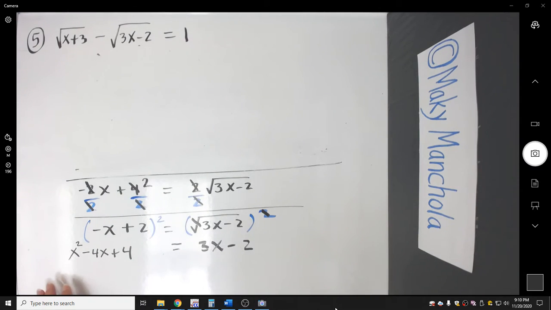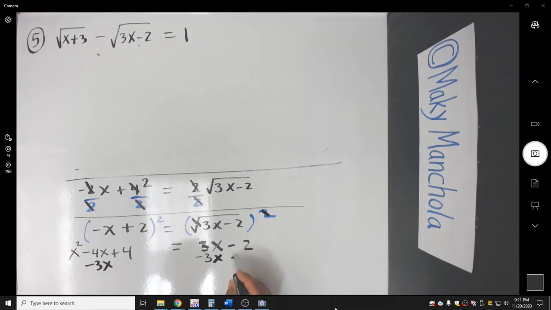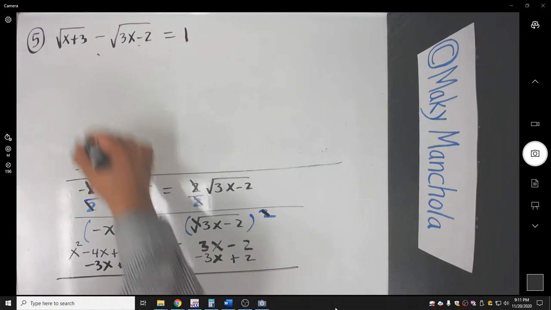Since we want to solve this quadratic equation, we should make one side 0. So let's make the right side 0. To get rid of the 3x, subtract 3x on both sides. To get rid of the minus 2, add 2 on both sides. So we obtain x squared minus 7x plus 6 equals 0.